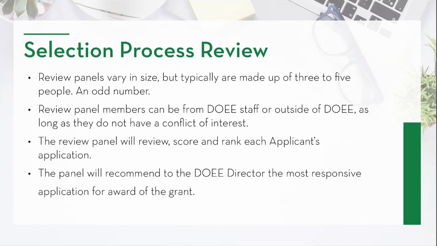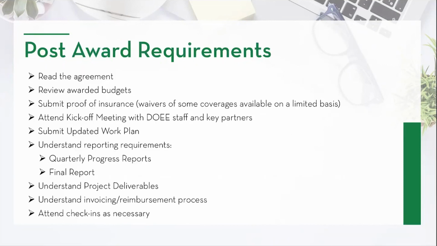This is an overview of the selection process. Review panels vary in size, but typically are made up of 3 to 5 people, so an odd number. Review panel members can be from DOE staff or outside of DOEE, as long as you do not have a conflict of interest. The review panel will review, score, and rank each applicant's application, and the review panel will recommend to the DOE director the most responsive application for grant award. Within 4 to 6 weeks after project deadline, you will receive notification of award or non-selection.